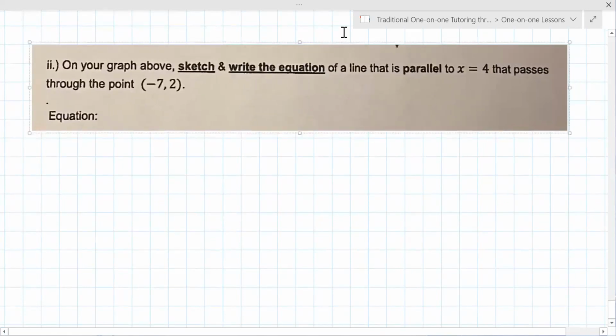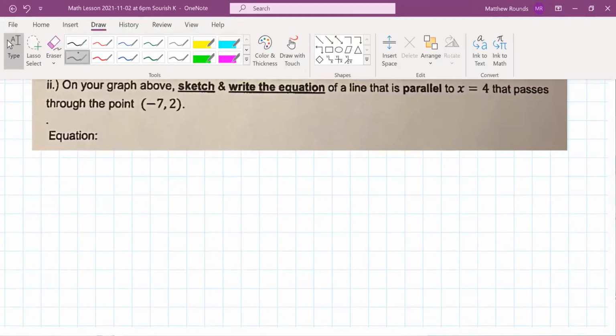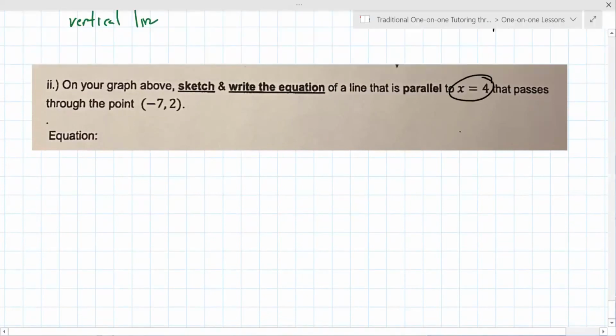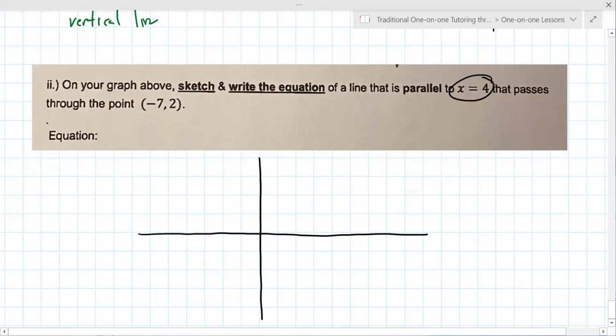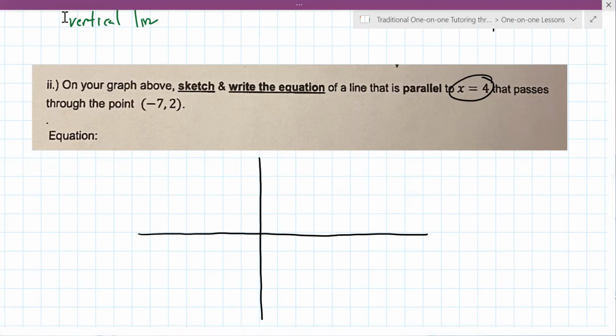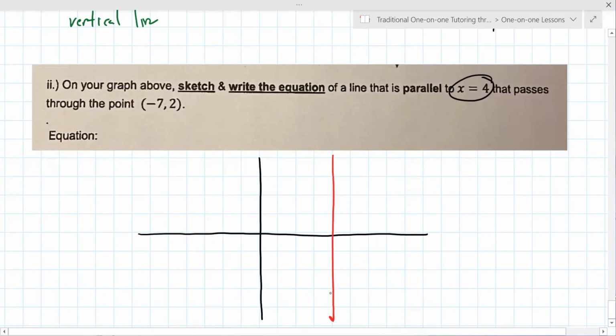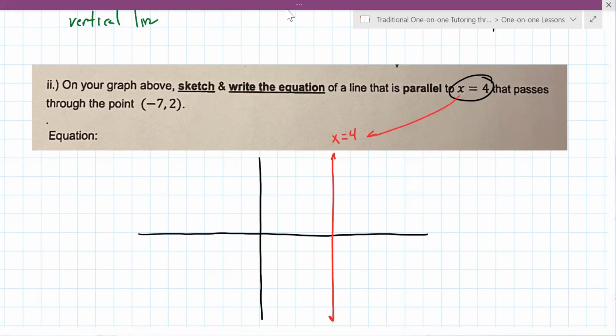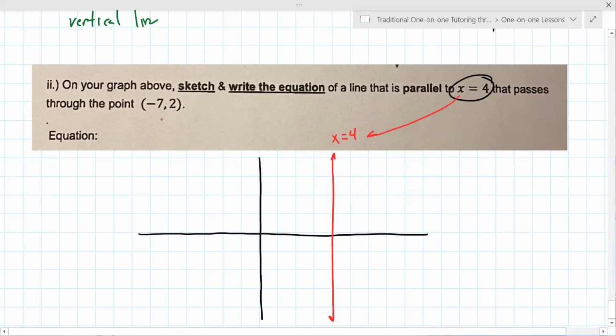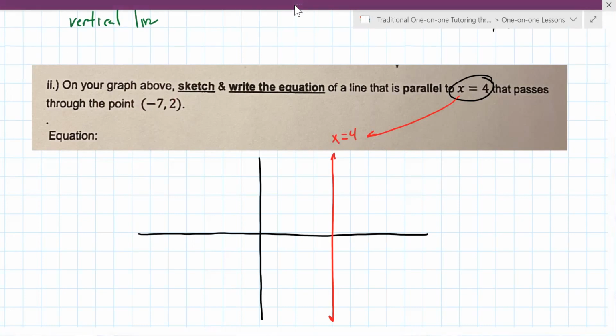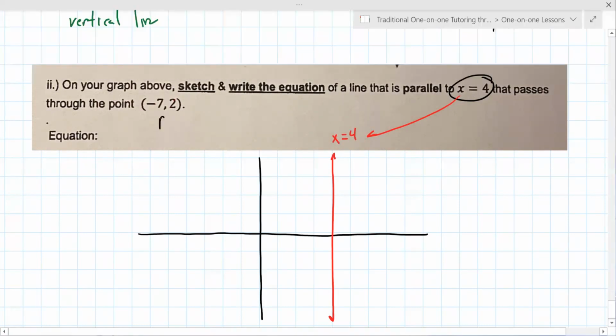So first thing you're going to want to do is graph this line right here, X equals 4. So on your graph, and I would make a new graph, I need you to graph X equals 4. And again, that looks something like this. Now I want you to plot this single point, -7, -2. This point right here.